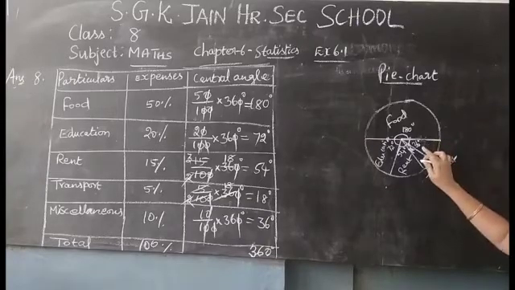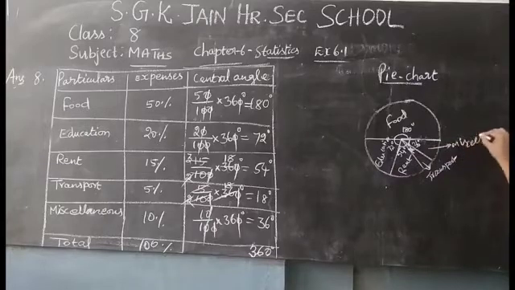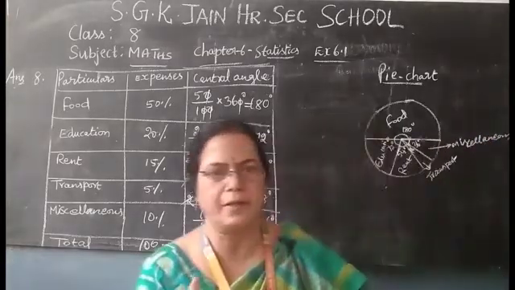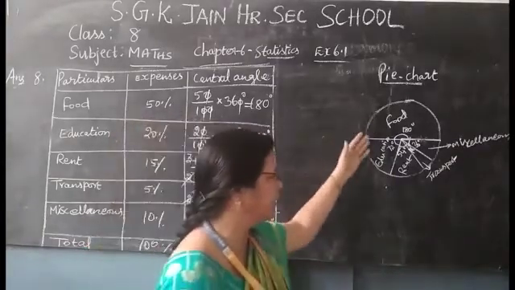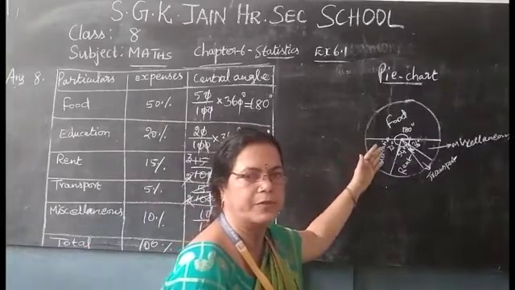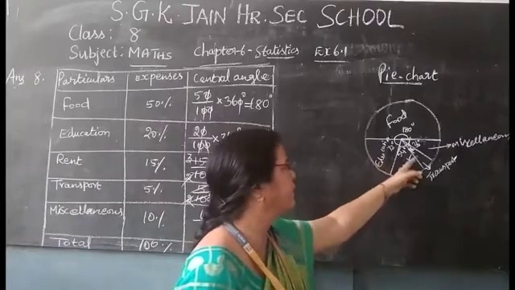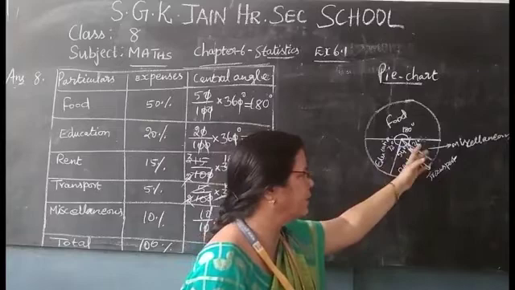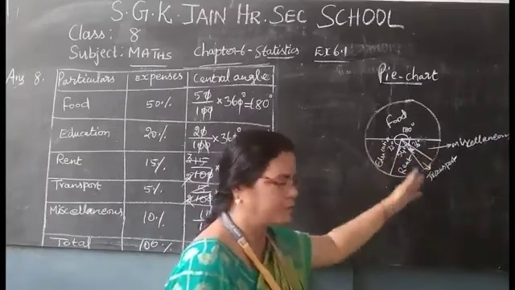And here this portion, miscellaneous. Okay. Now you can give the colors for that, or you can cut any pictures. If you know drawing well, you can draw that food items like that. And education means you can draw the school or books or whatever. And here rent means you can keep the house also, isn't it? And for transport, you can keep any bus, car, any vehicles, and miscellaneous means whatever it may be. Okay, so you can give the colors for that.